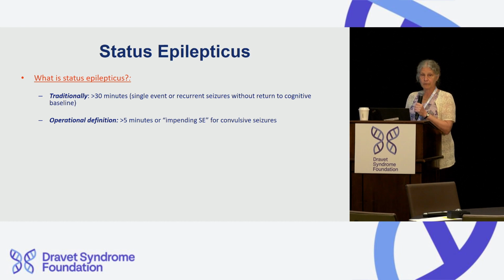But I think we've become smarter, and we now use a definition of 5 minutes. So if you have a convulsive seizure or a cluster of seizures that lasts longer than 5 minutes, that is now considered status epilepticus.